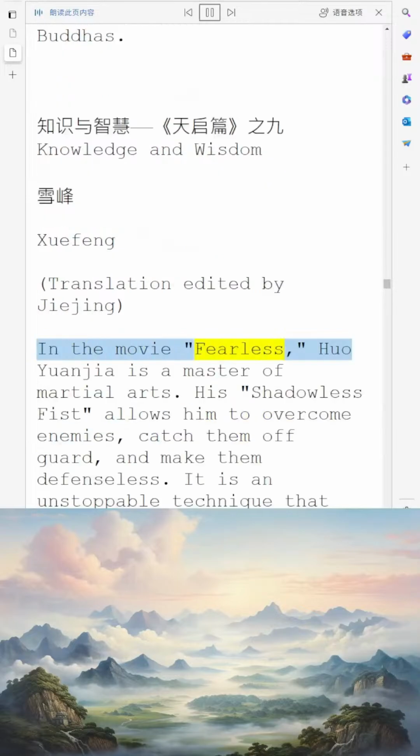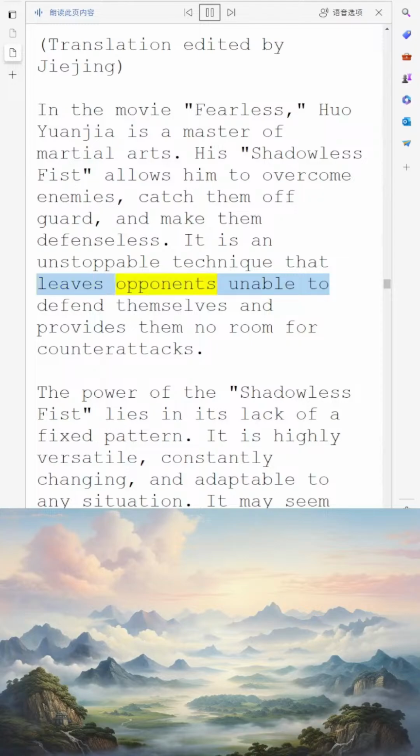In the movie Fearless, Hua Yuanjia is a master of martial arts. His shadowless fist allows him to overcome enemies, catch them off guard, and make them defenseless. It is an unstoppable technique that leaves opponents unable to defend themselves and provides them no room for counterattacks.